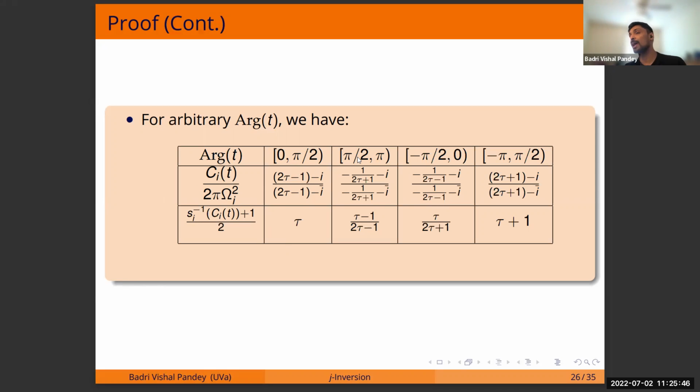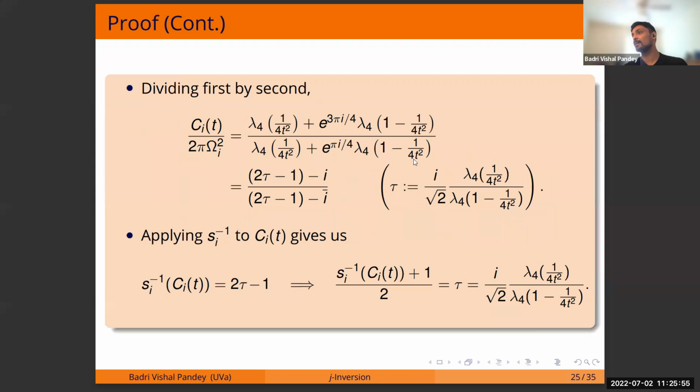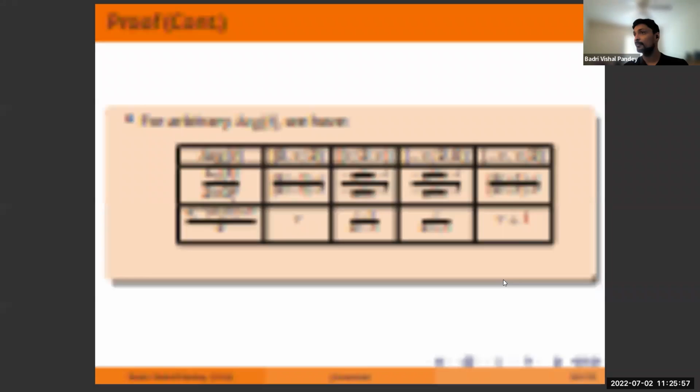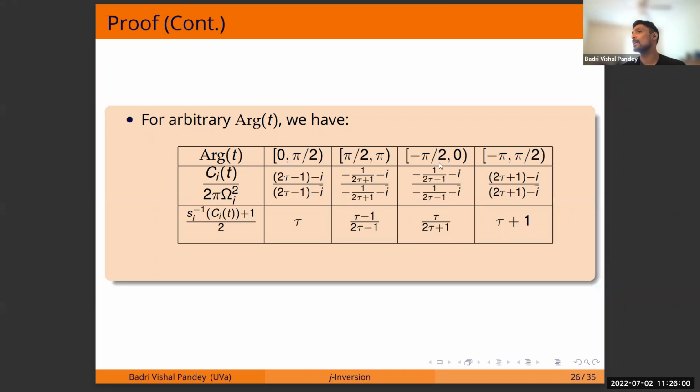If you have your argument between pi by 2 and pi, you get a factor which will give you something like this, where this tau is actually this factor. And when you have minus pi by 2 to 0, you have this, and minus pi to minus pi by 2, and you get this factor. And when you evaluate this factor at which you want to get the j value, you get these factors, tau minus 1 divided by 2 tau minus 1, this factor and this factor.